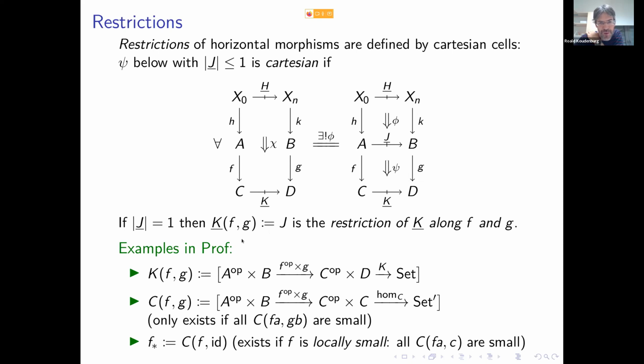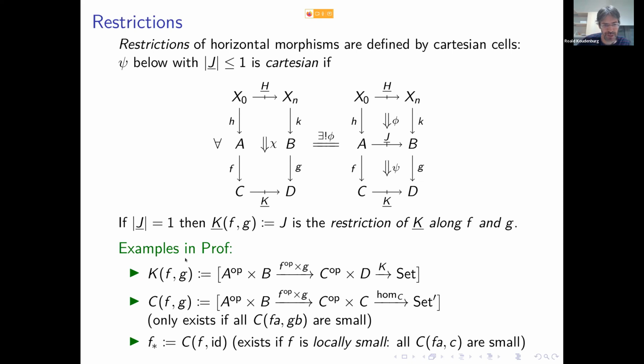So if this horizontal source of psi is a single horizontal morphism, then we call that source the restriction of k along f and g, and we write k(f, g) for j.